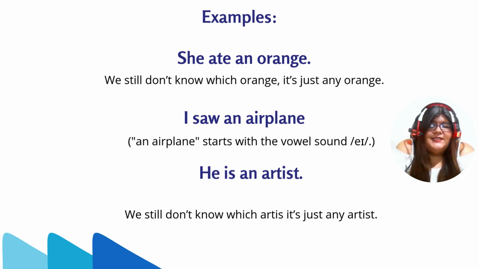Then we have he's an artist. We still don't know which artist, it is just any artist, right? We don't know if it's an artist from cinema or if he's an artist in painting something. We don't know. We are just saying in general he is an artist.